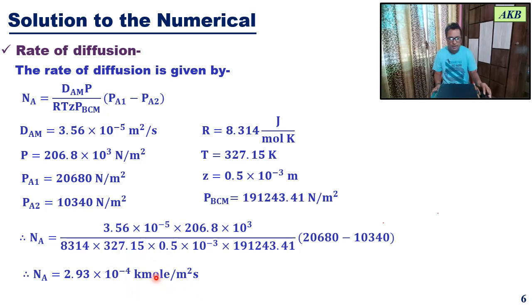Why have I got it in kilomole? Now I hope it is clear to you, because we have used the value of R accordingly. You just check the value of R that I have used, it is 8314, and that's why the answer that I'm getting is in kilomole per meter square per second. Okay, so in this way we get the final answer, the answer that we needed in the solution. So rate of diffusion is 2.93 into 10 to the power minus 4 kilomole per meter square per second.